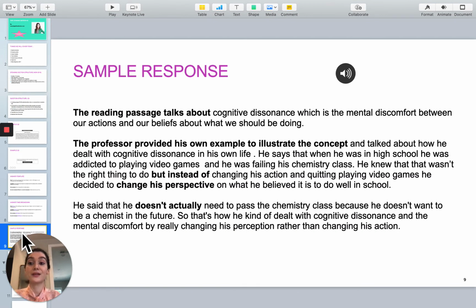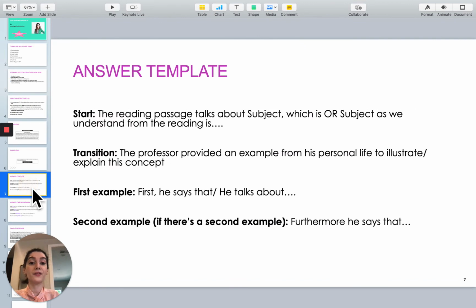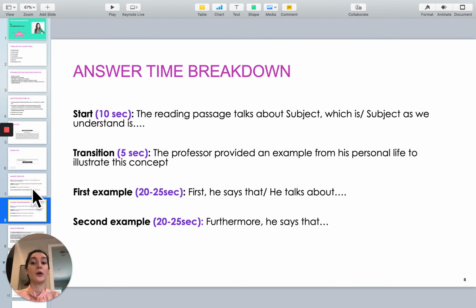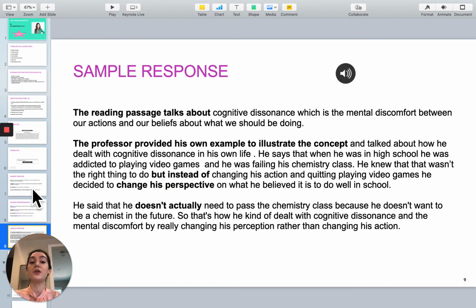Okay, so now we've discussed a lot about question number 4. I've given you a template that you can use. Now you know the time management and you have heard my response. And in this question, there was only one example.